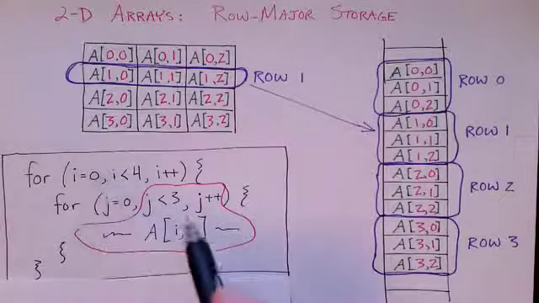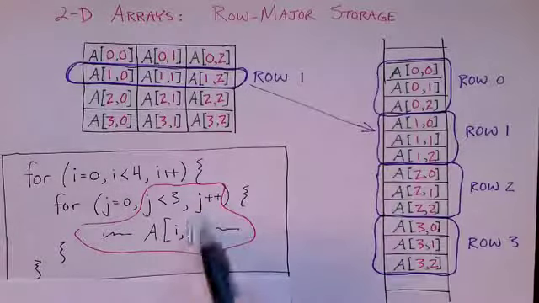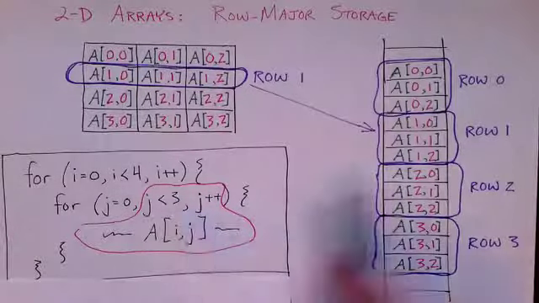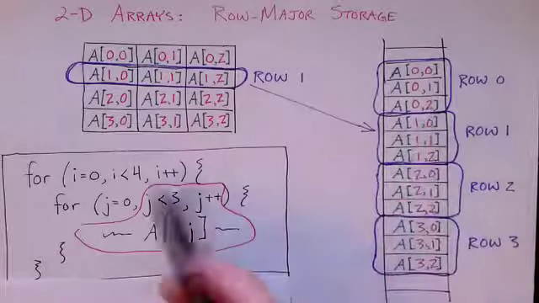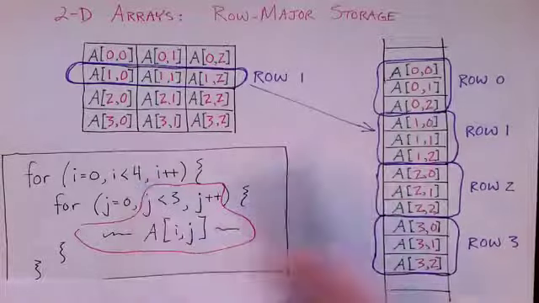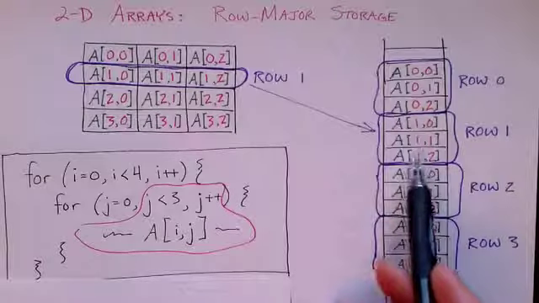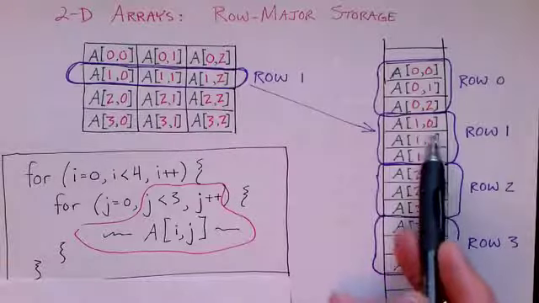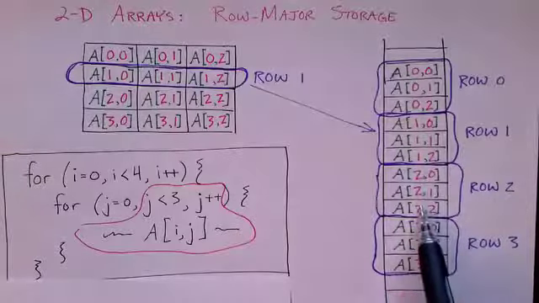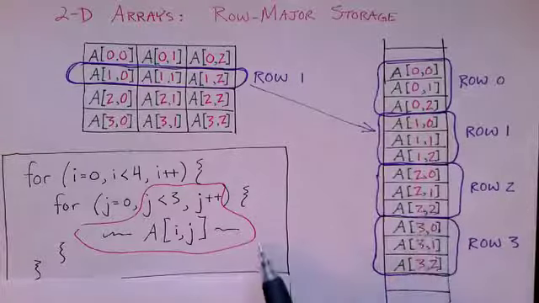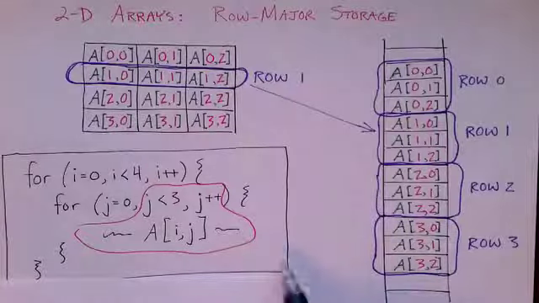For I equals 0, it does all of the J's, 0, 1, and 2. And so it does all of the J's. And then it goes on, increments I to the next row, and it does row number 1. And it increments J, 0, 1, and 2, and does all of row 1. And then it does row 2, and then row 3. So this program is well behaved.